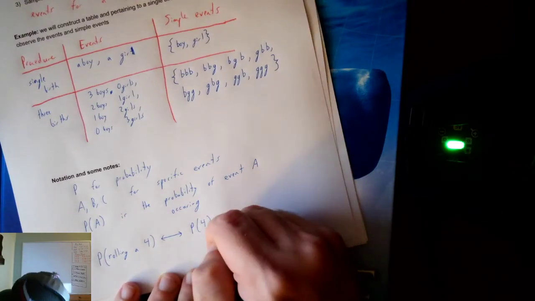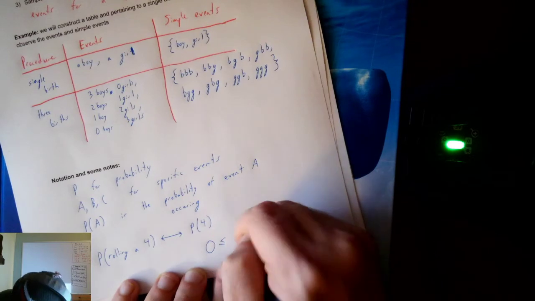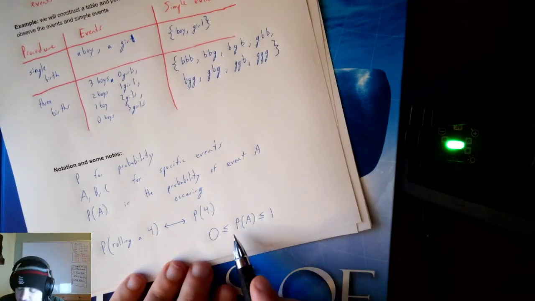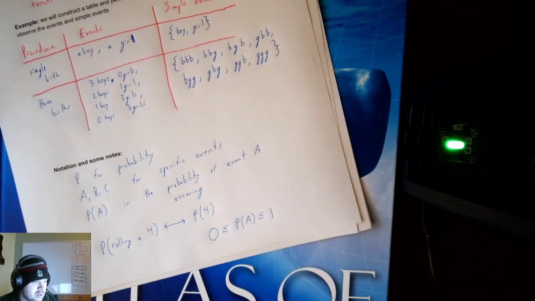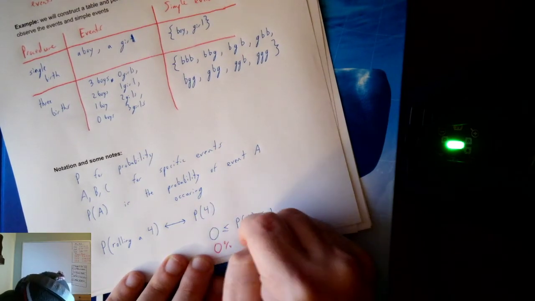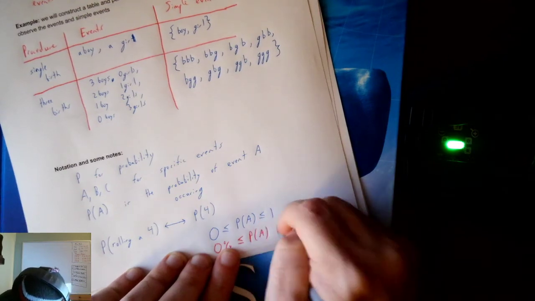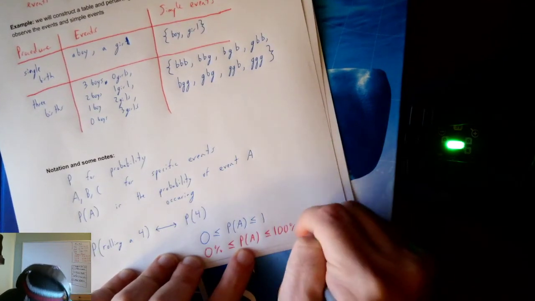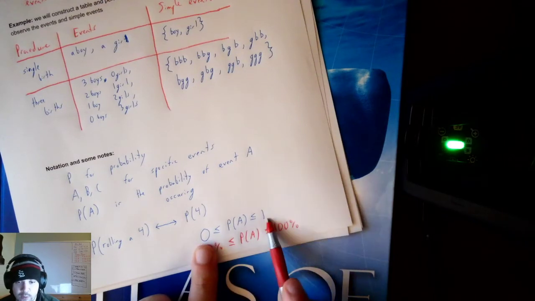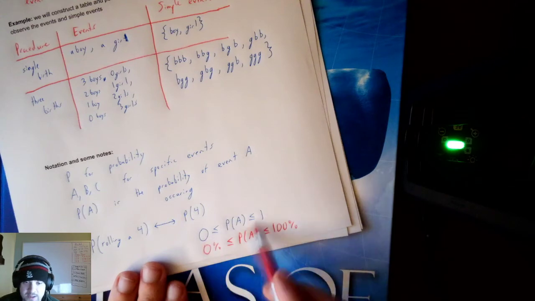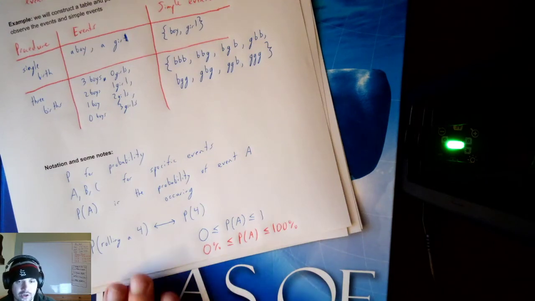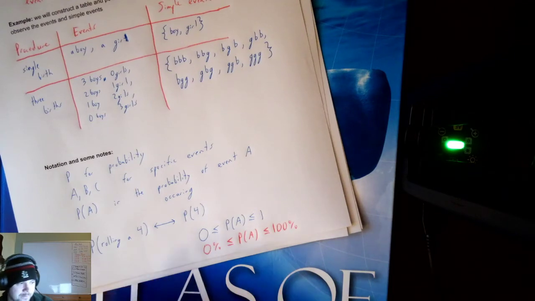One last note, 0 is always less than or equal to the probability of A, which is always less than or equal to 1. Probabilities are always between 0 and 1. That also means that 0% is less than or equal to the probability of A is less than or equal to 100%. You can't have lower than 0 or more than 100% for a probability. The top one would be for decimals, when you're using decimal notation. The bottom one is when you're using percentage notation. So make sure you're clear on that. You can never have a value more than 1.